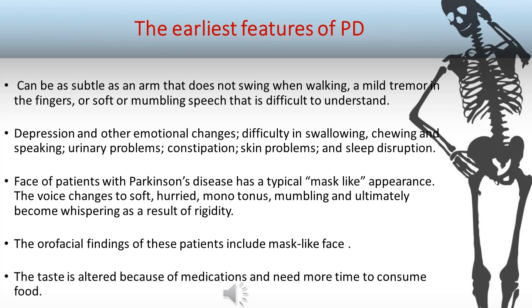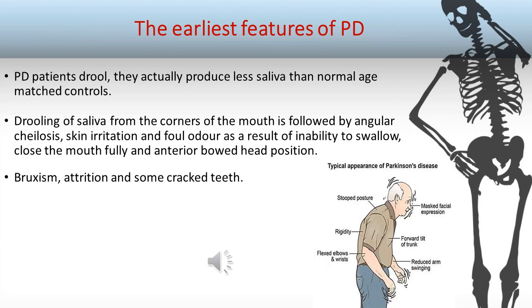The orofacial findings of these patients include mask-like face, impaired speech, xerostomia, and dysphagia with saliva drooling from the corner of the mouth. The taste is altered because of medication, and they need more time to consume food due to slow chewing movements, reduced tongue movements, and difficulty in swallowing. Although Parkinson's disease patients drool, they actually produce less saliva than normal age-matched controls.